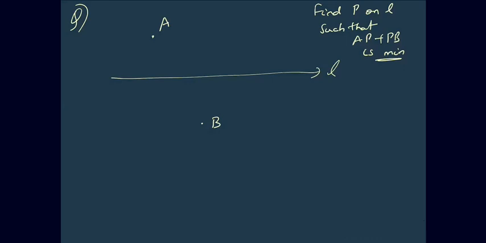You need to locate a point anywhere on this line such that AP plus PB should be minimum possible. That is what you need to do. So what will be the point P?